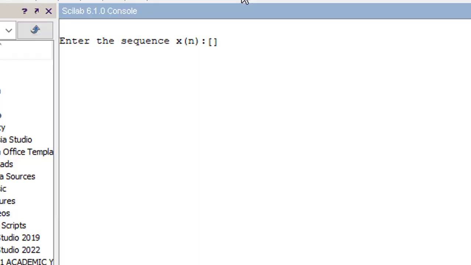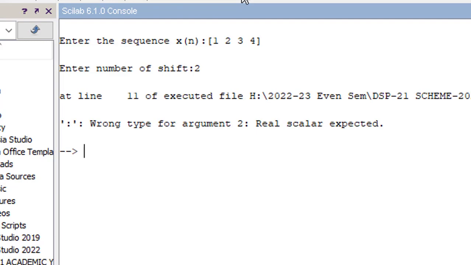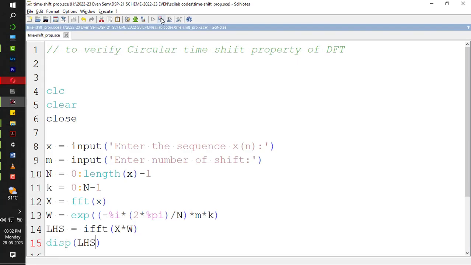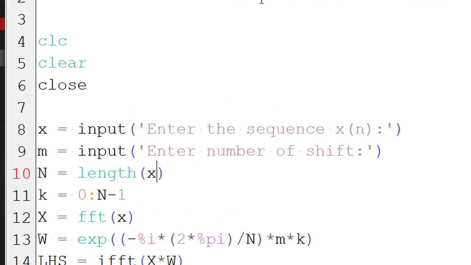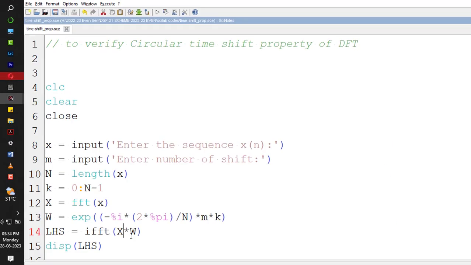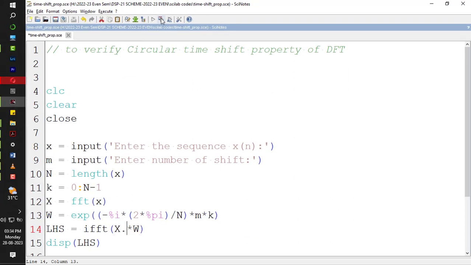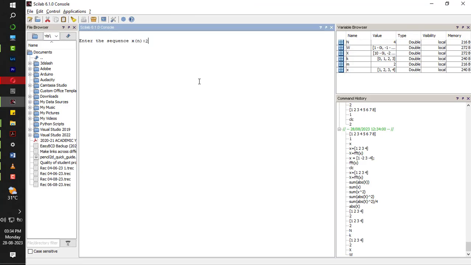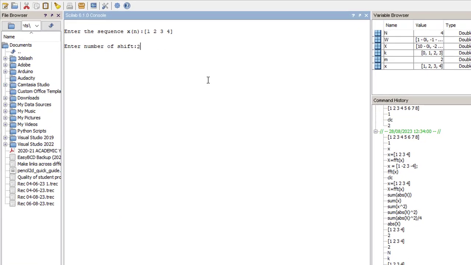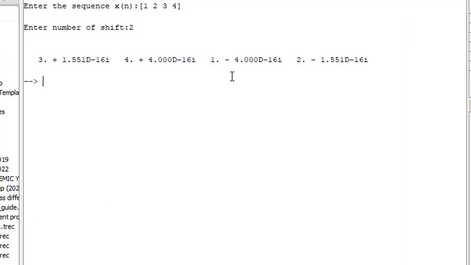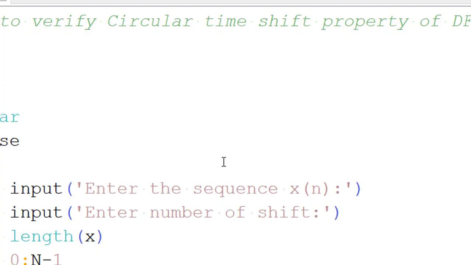So it is asking me to enter the sequence x of n: 1 2 3 4. Number of shift is 2. So it's giving me an error, wrong type of argument 2. It's line number 11. I'm sorry, this should be n is equal to length of x. This is basically dot star, I guess. 3, 4, 1, 2. Okay.